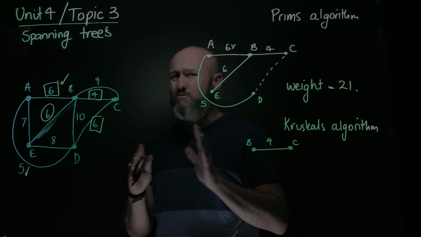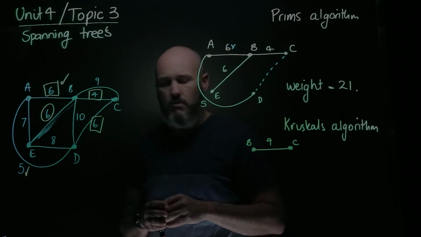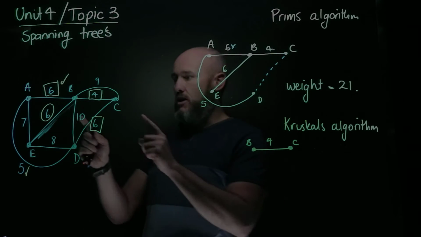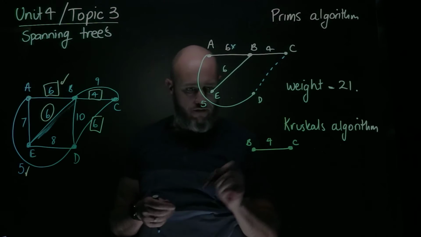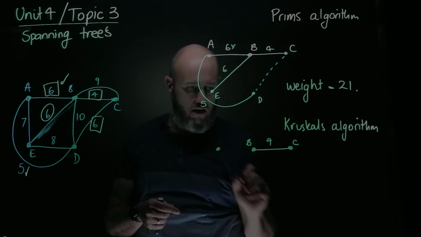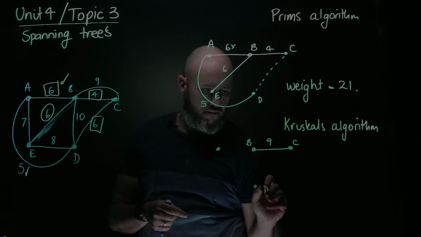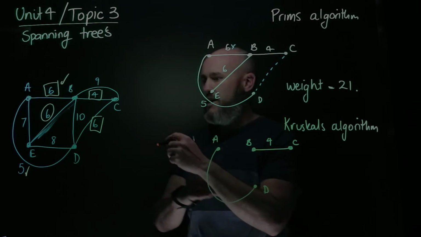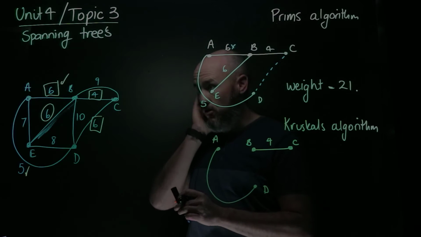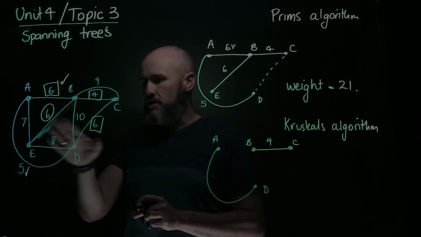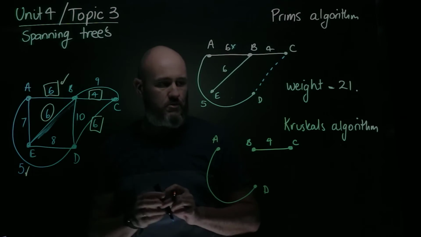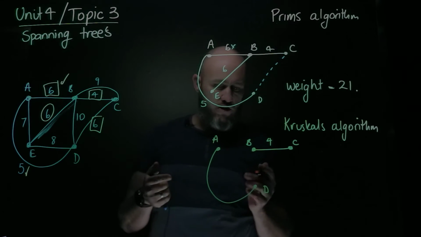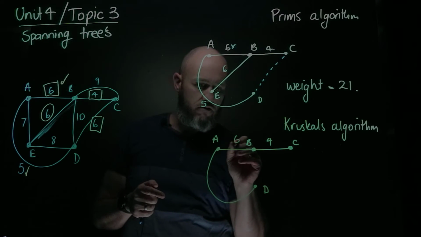And of course, I don't have to look at multiple edges because that would create a cycle. Now I'm going to go to the next lowest, which is A to D, the 5. So there's A, and there's D. Okay, now I'm going to go to my next lowest, but I've got options. So 6, 6 or 6. So I'm just going to pick this top 6. A to B, doesn't create a cycle or anything. So there we go, 6.